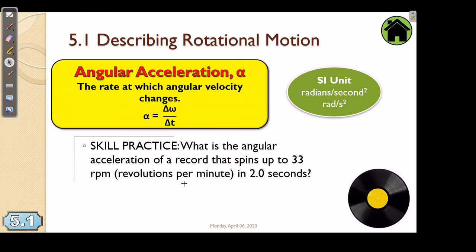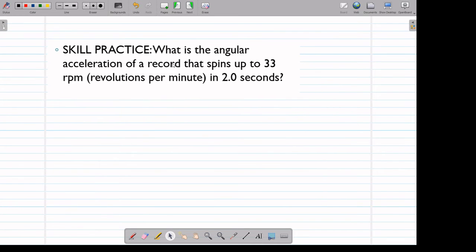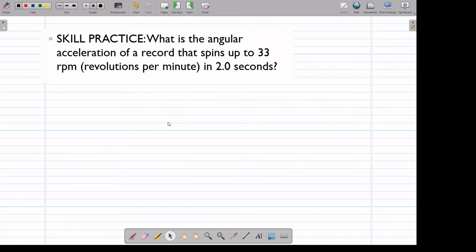So let me go ahead and copy that, and I'll paste it onto a new page. What is the angular acceleration of a record that spins up to 33 RPMs, or revolutions per minute, in 2.0 seconds? All right, so we know that the angular acceleration, alpha, is equal to the change in angular velocity divided by the change in time.